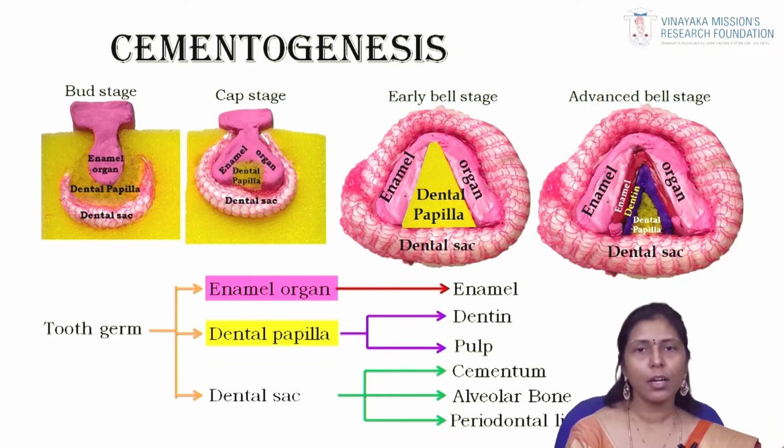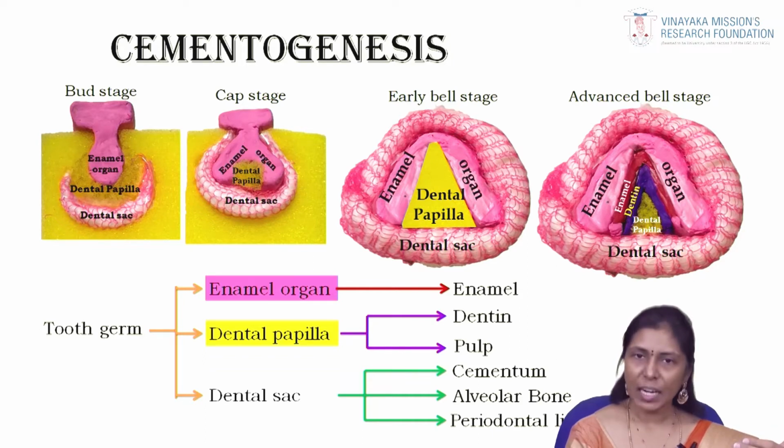From cap stage, it is going to proceed to early bell stage. What happens in early bell stage? There is going to be differentiation of the cells, and it is going to result in formation of hard tissues. So once there is formation of hard tissue, it means the enamel organ has reached the advanced bell stage.